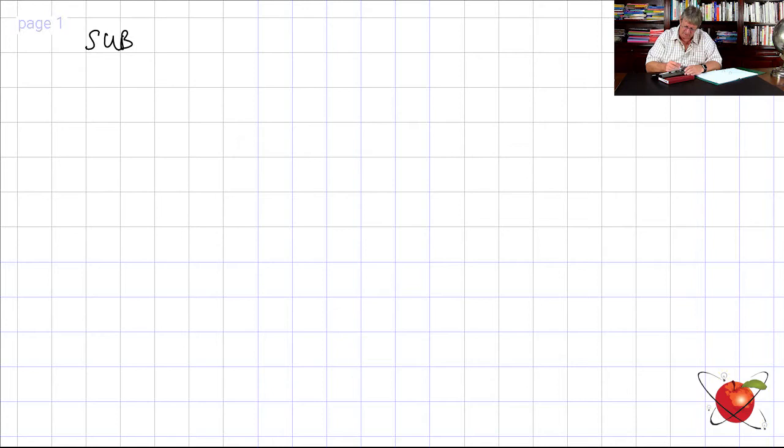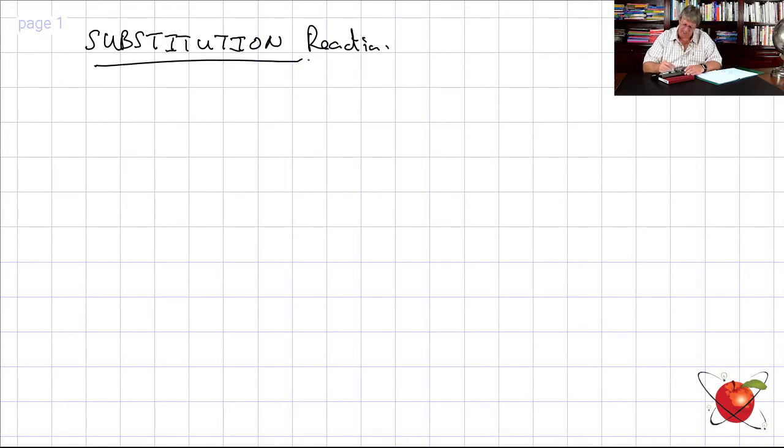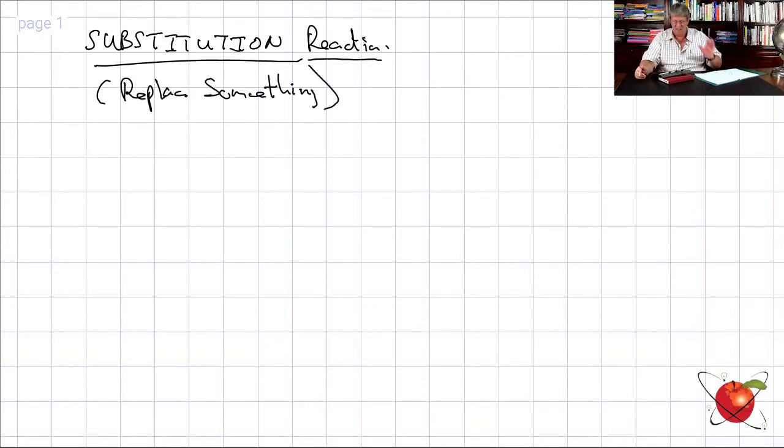We're almost at the end of the reactions that we need to know for organic chemistry. Now, the last reactions are substitution reactions. Substitution. Now, what is a substitute? A substitute is you take a player off and put somebody else on. In other words, we are going to replace something in a reaction.